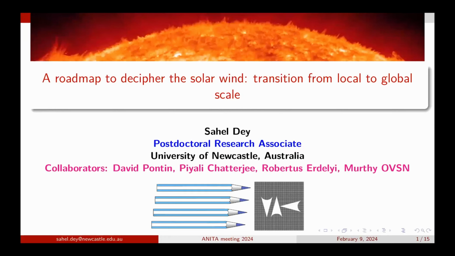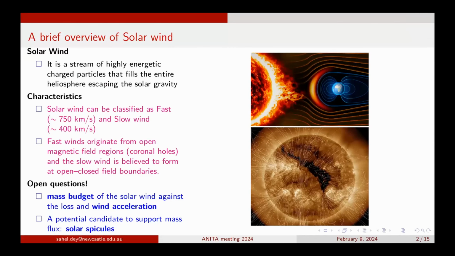So today I'll be talking about a roadmap to decipher the solar wind transition from local to global scale. Here I should first give a brief overview of the solar wind. The solar wind is a stream of highly energetic charged particles that fills the entire heliosphere, escaping the solar gravity. There are broadly two classifications of the solar wind, fast and slow, in terms of their escaping speed. One is 750 kilometers per second and the other is 400 kilometers per second.